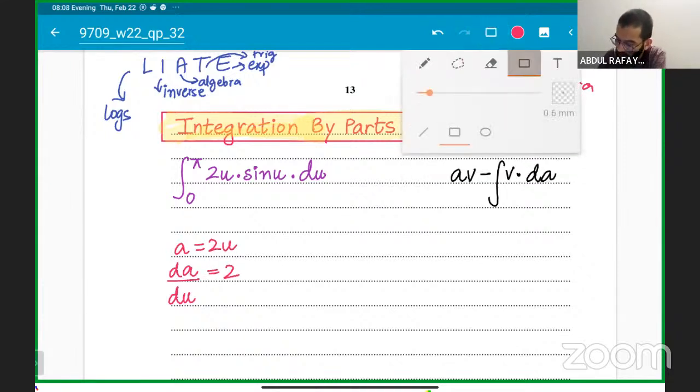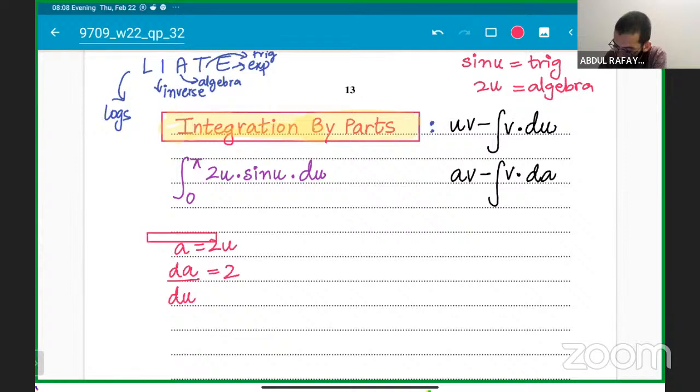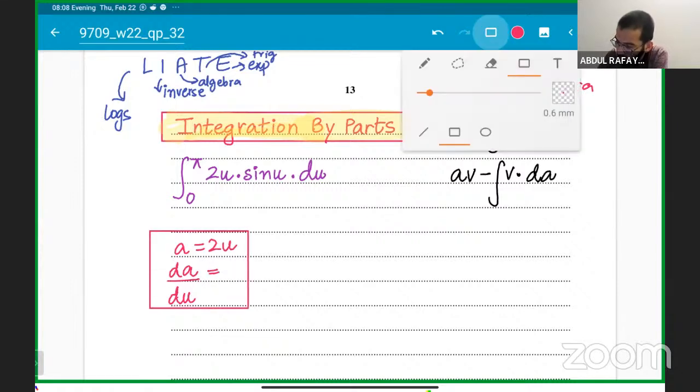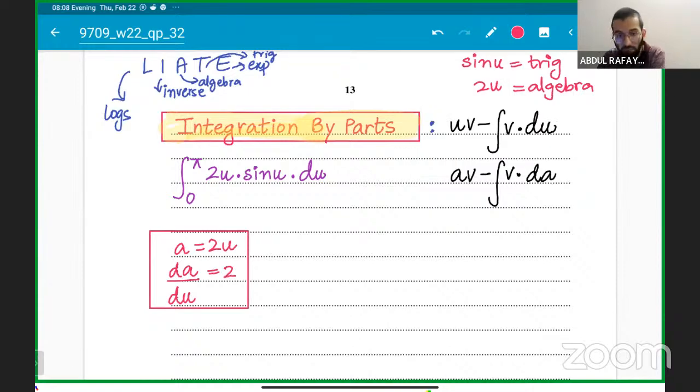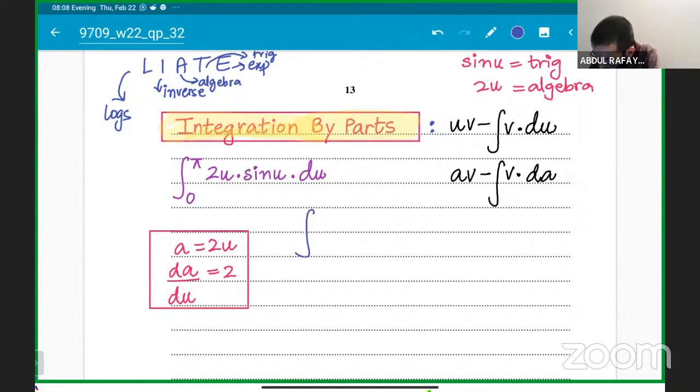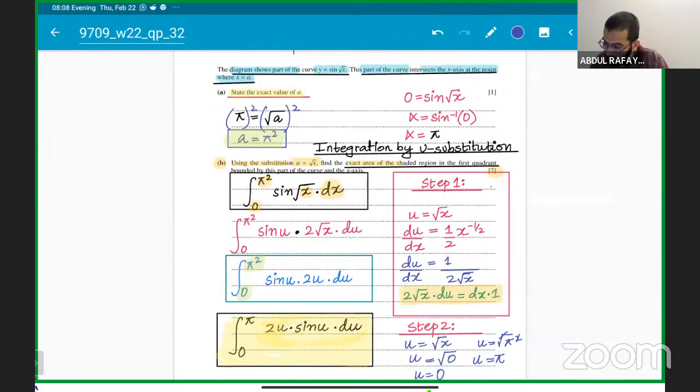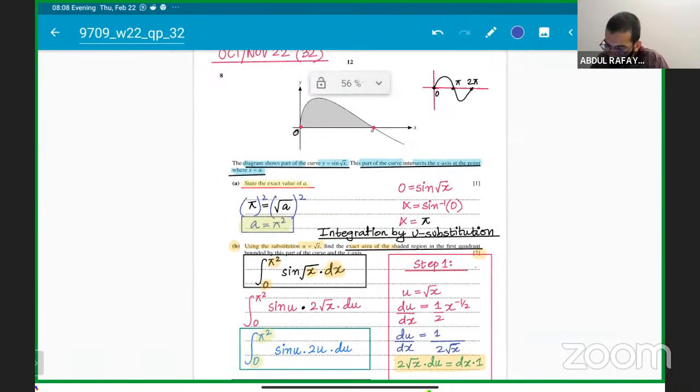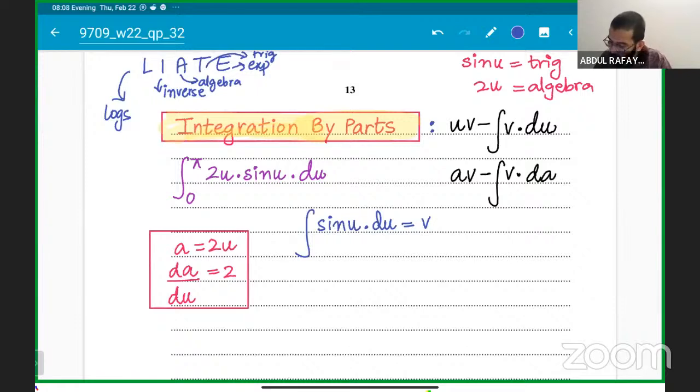So that is the first step. A is equal to 2u, differentiate with respect to u, and the differentiation will be 2, right? Everyone got this clear? The next thing everyone knows we have to do is the sine u integration. Very important, guys. You will have to integrate sine u to get the v. This is tricky.